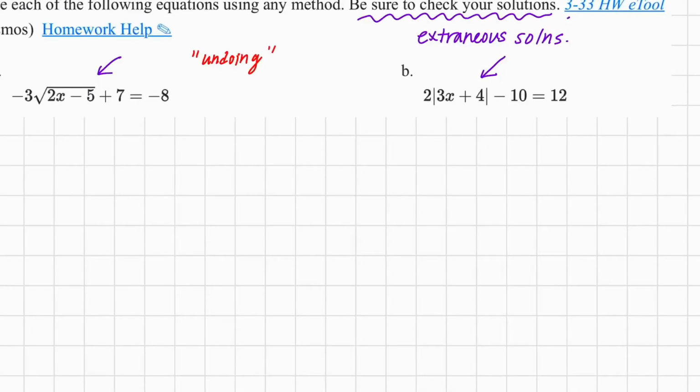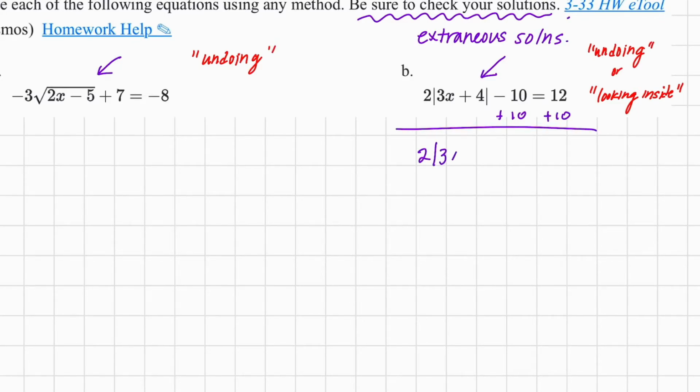Okay, and then part B. We have an absolute value. So this one you can actually solve by undoing, either from the beginning, or you can keep that method throughout, or you can probably do looking inside as well. So for the first step, you will probably get into a habit of immediately undoing. So add 10 to both sides.